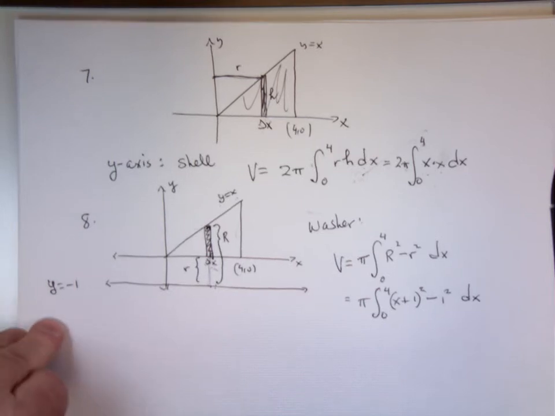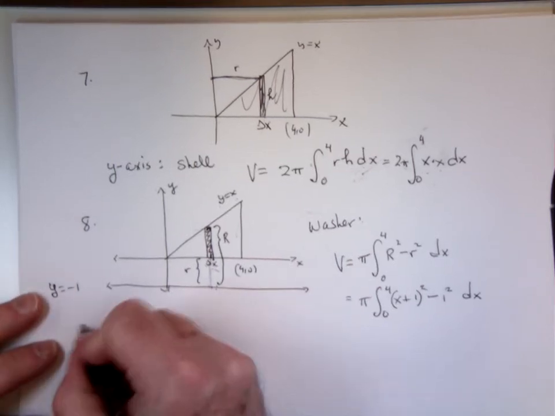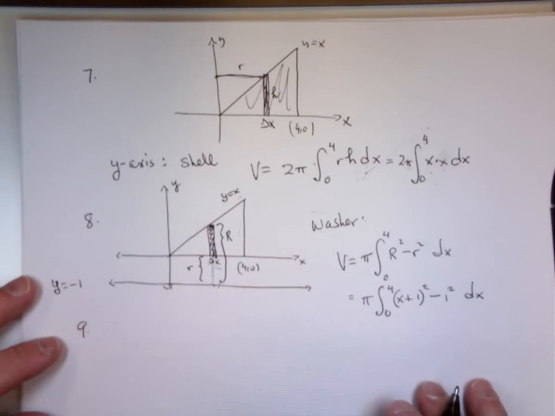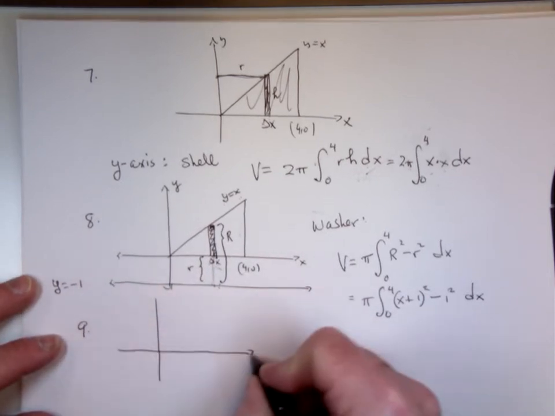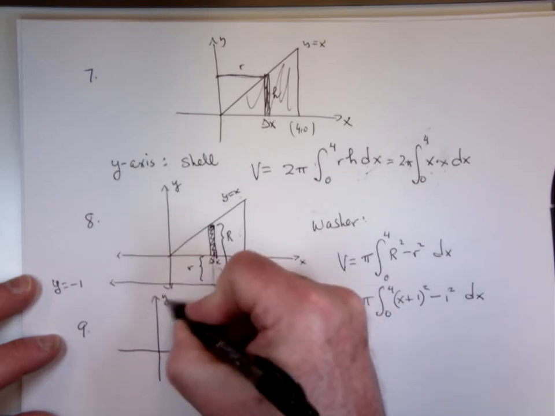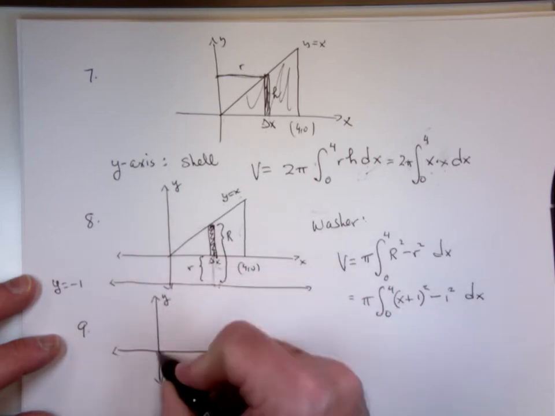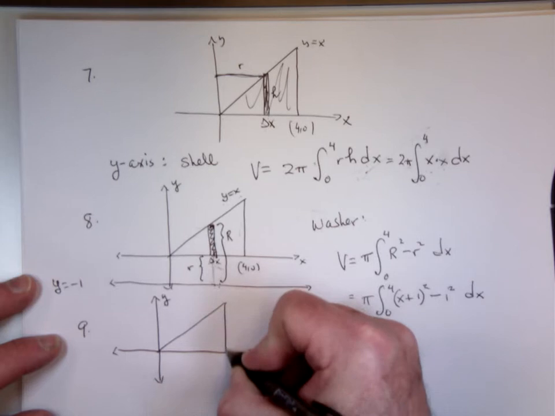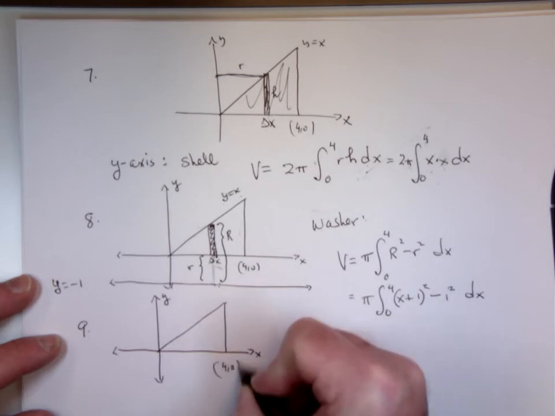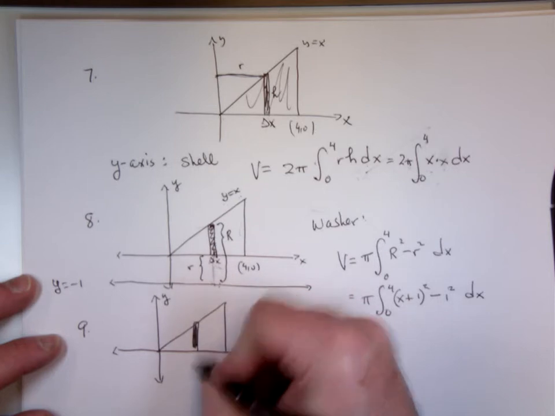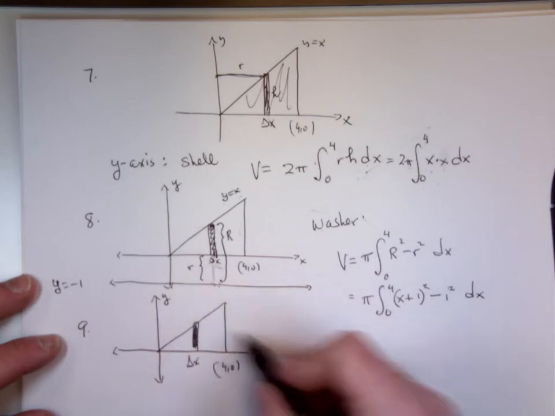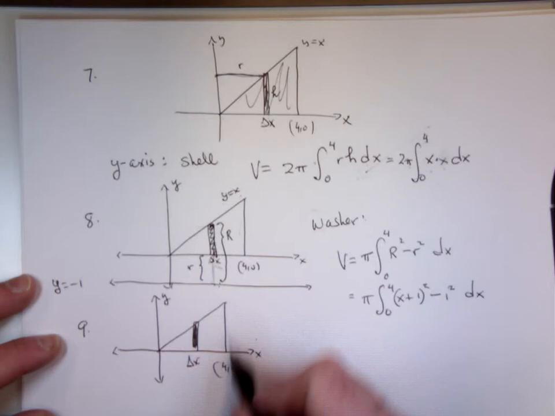Number 9, x equals 4. x equals 4 is the line in question. This is our rectangle. As this rectangle gets whipped around the line x equals 4, what are we going to generate? What is it? Shell.